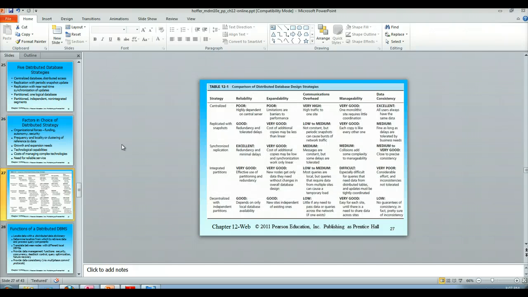The next slide, and again, I am not going to go over this entire slide with you in this video lecture. You can check this out in the textbook or on the PDF. So this is the comparison of the strategies and their reliability, their expandability, their communications overhead, their manageability, and their data consistency. I will leave that to you to peruse and study for yourself.